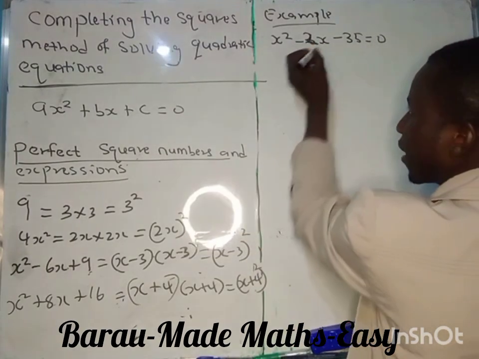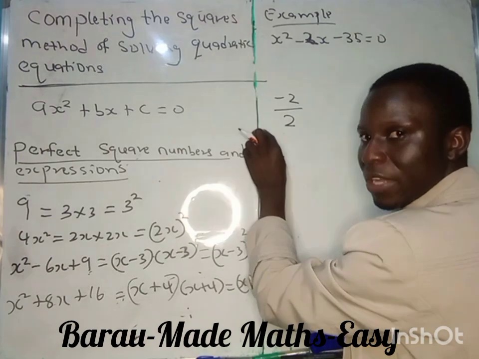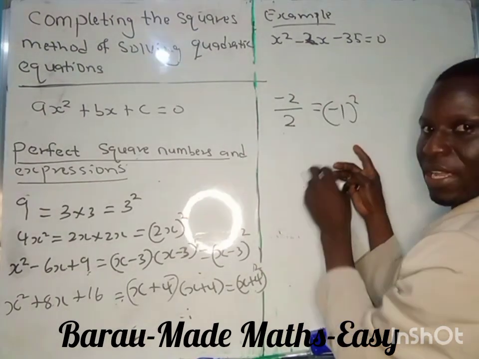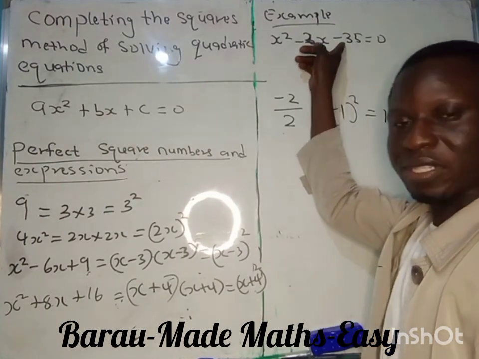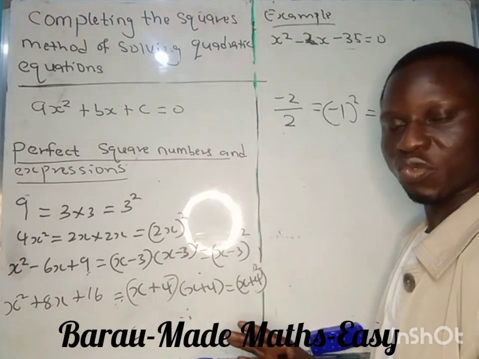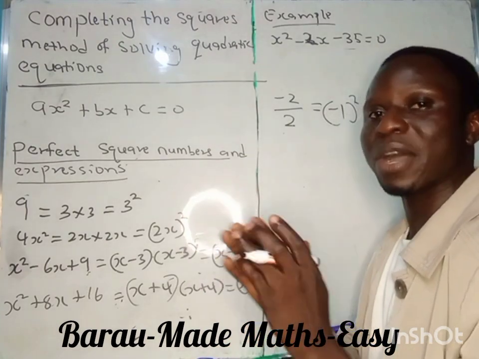The coefficient of our s here is negative 2, and by the time that we take half of this negative 2, that means divide by 2, we'll get negative 1. What is the square of this negative 1? Negative 1 squared will give us positive 1, which is not the same thing as the constant that is here. So it means this quadratic expression is not a perfect square. So we'll now try to find a way of changing it or transforming it to a perfect square form.